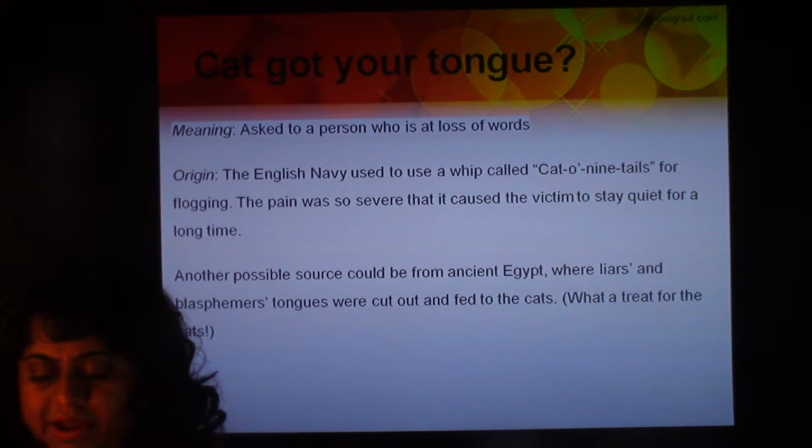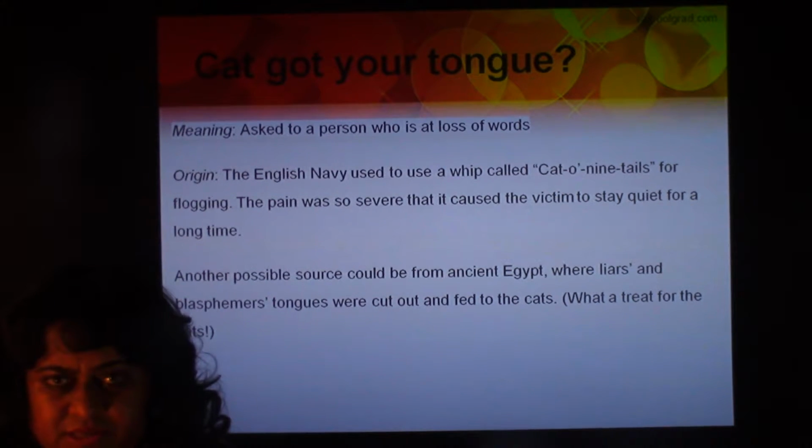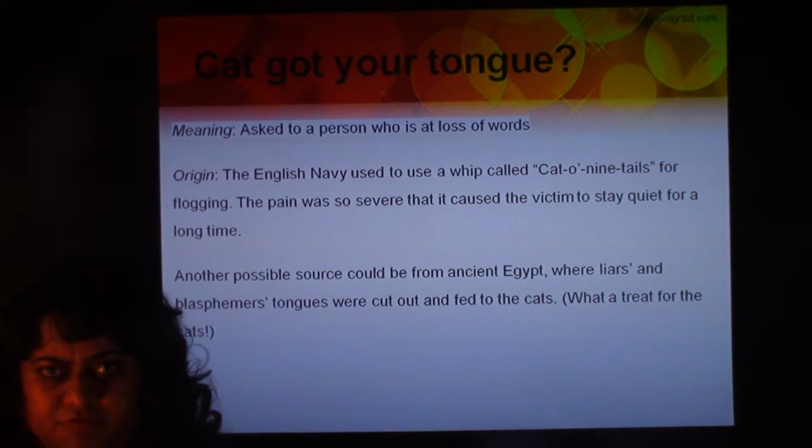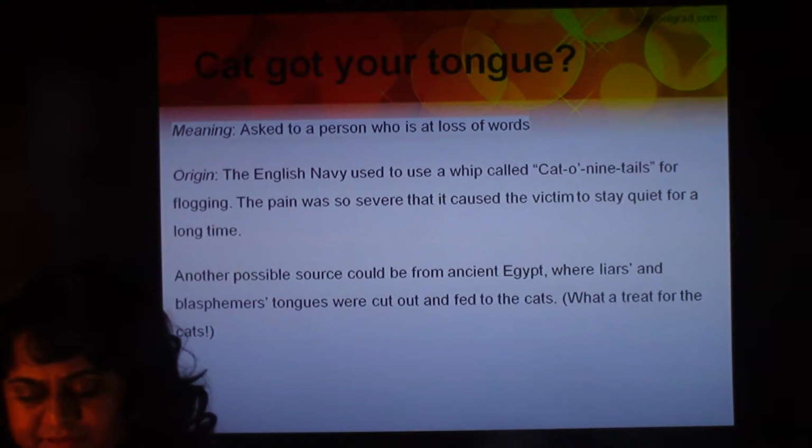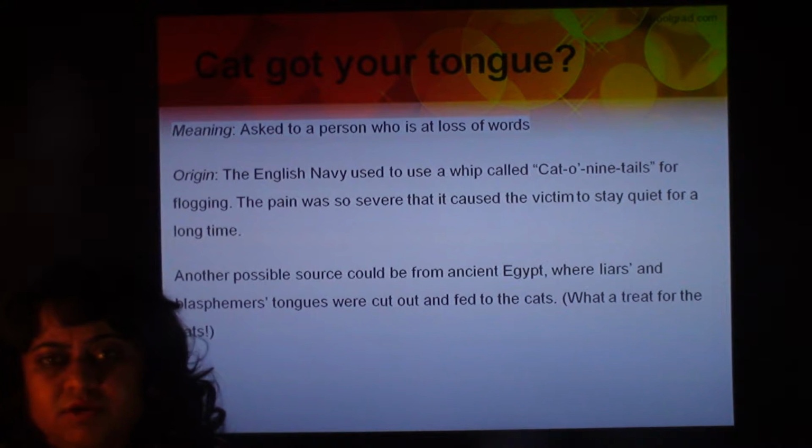Or another possible source could be from ancient Egypt, where liars and blasphemers had their tongues cut off and fed to the cats. What a treat for the cat. So they would say cat got the tongue. So that's possibly another origin.